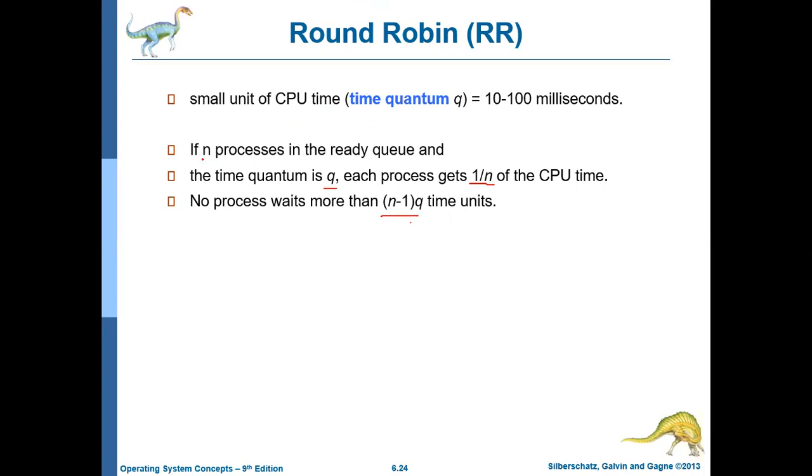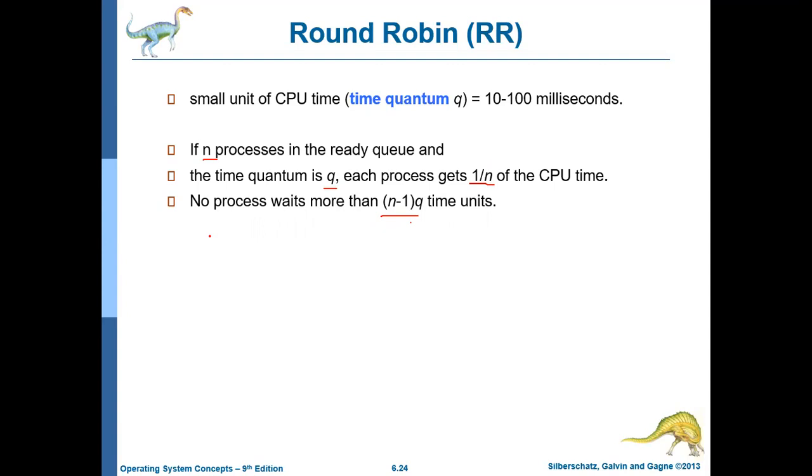If there are n processes in the ready queue, and if the time quantum for each process is q milliseconds, then each process will get 1 by n of the CPU time, and no process will be required to wait more than n minus 1 into q time units. Okay, let us see this with an example.